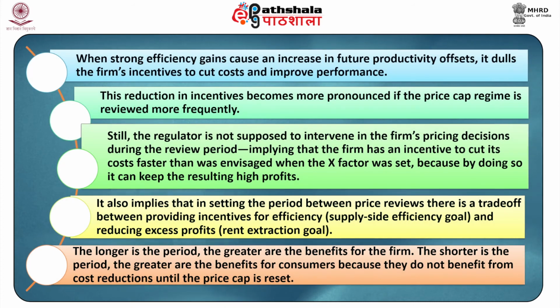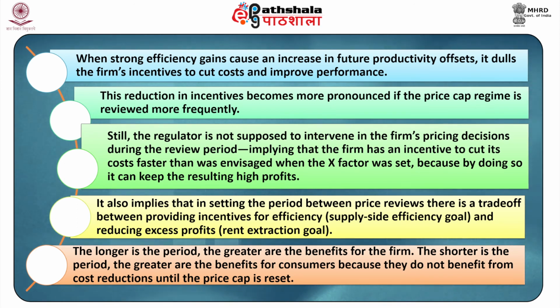When strong efficiency gains cause an increase in future productivity offsets, it dulls the firm's incentives to cut cost and improve performance. This reduction in incentives becomes more pronounced if the price cap regime is reviewed more frequently. Still, the regulator is not supposed to intervene in the firm's pricing decisions during the review period, implying that the firm has an incentive to cut its cost faster than was envisaged when the X factor was set, because by doing so, it can keep the resulting high profits.